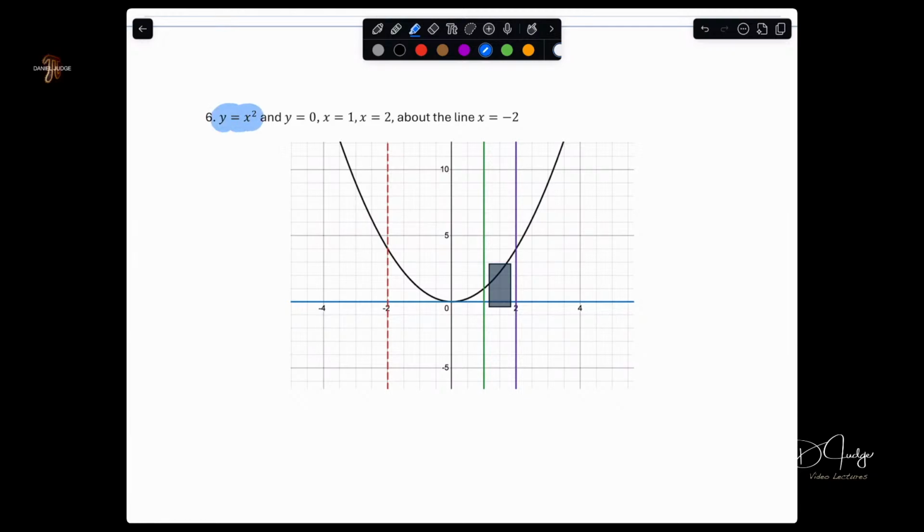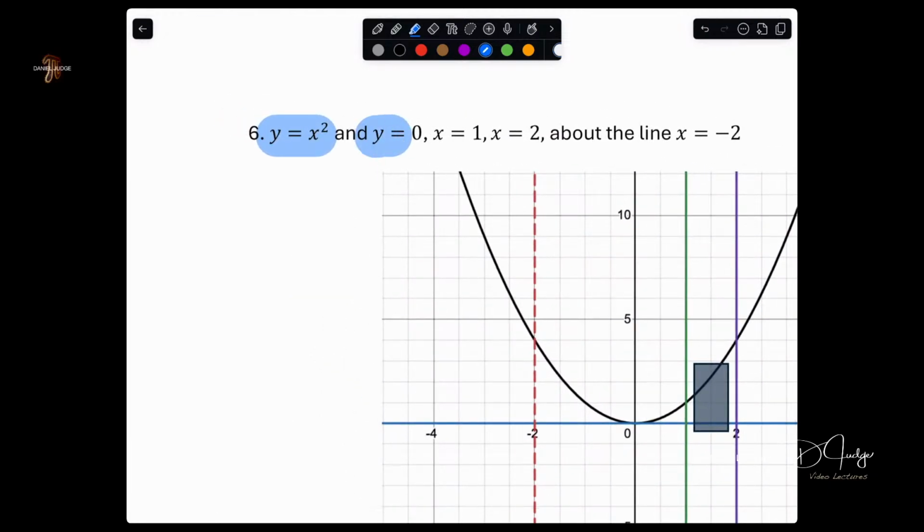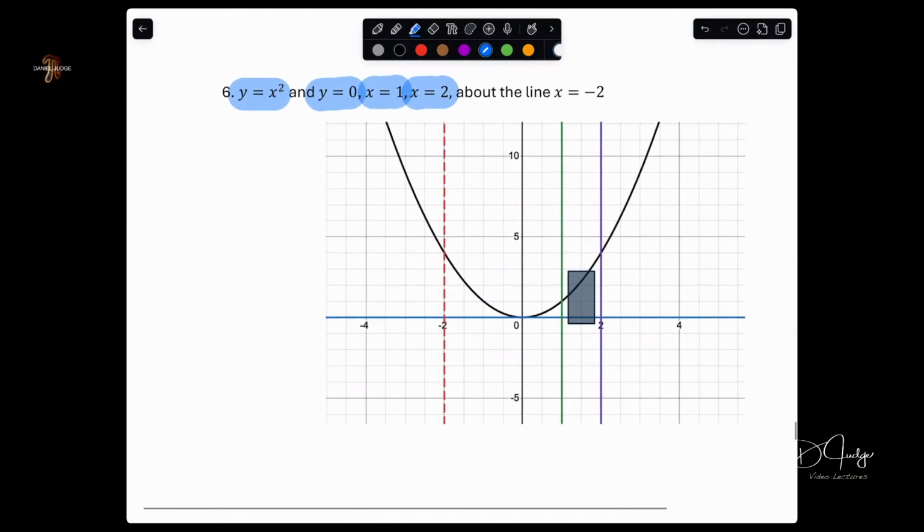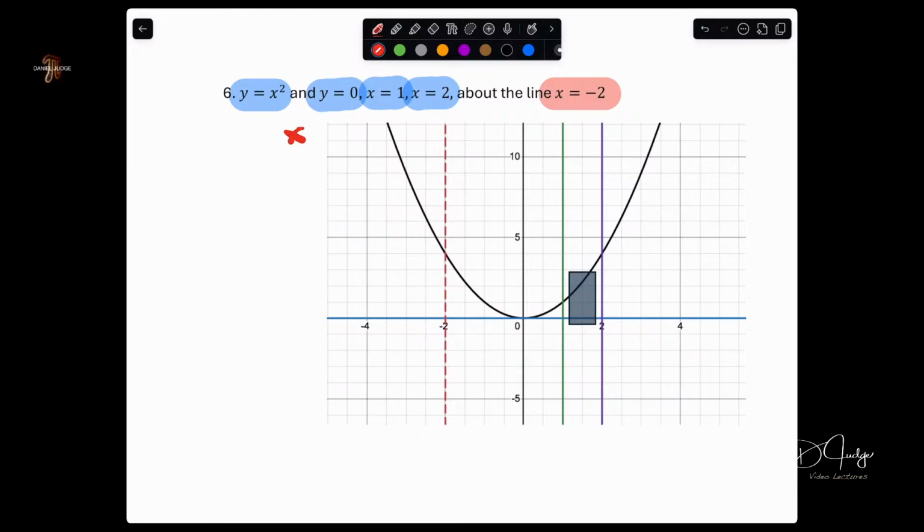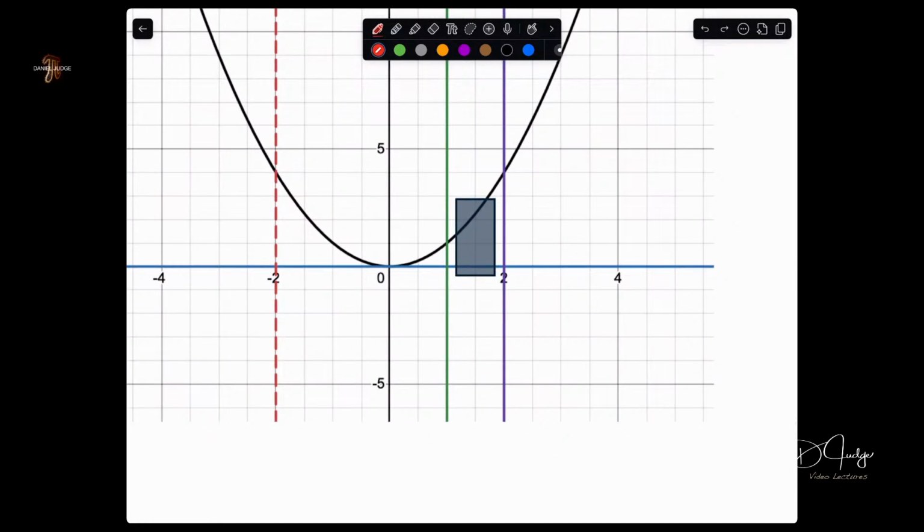Look at the bounded region. The curve y is x squared is a parabola. The line x is 0, the line x is 1, and the line x is 2 here. And then we're going to rotate about another line, that x is -2. So, okay, we see the parabola. Y is 0 is really the x-axis. And x is 1 and x is 2. I think in this picture there's a typo. No, there's not. This is where the region is. Here's where 2 is. Here is where 1 is. There's no typo at all.